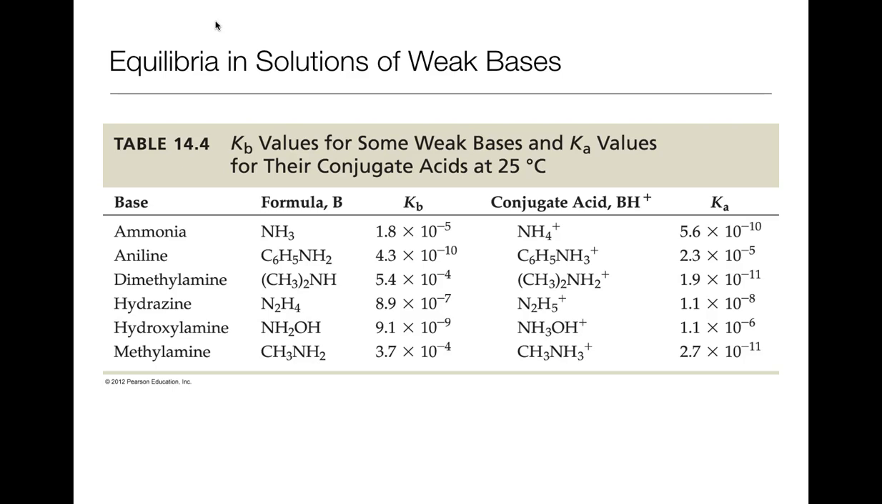What you see here is a chart of different compounds that act as bases. We start with ammonia, NH3, which is the most common Gen Chem weak base that we deal with. It has a Kb of 1.8 times 10 to the negative fifth, a relatively strong Kb, so ammonia is a relatively strong weak base.